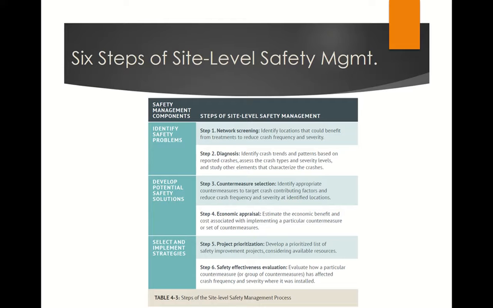Coming at this from an engineering perspective, they go through 6 steps in site level safety management. The schematic is actually from the Highway Safety Manual, but they start out with the network screening, just identifying locations that could potentially benefit from some treatment.